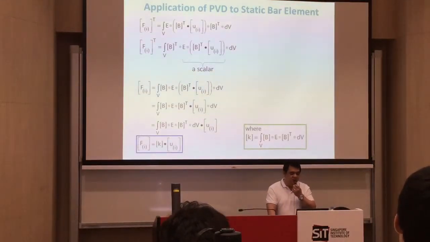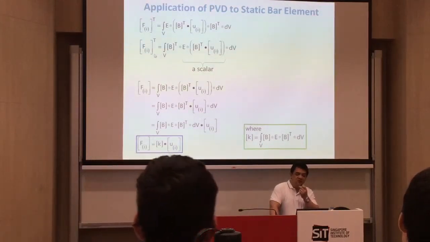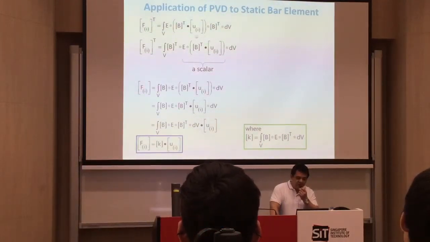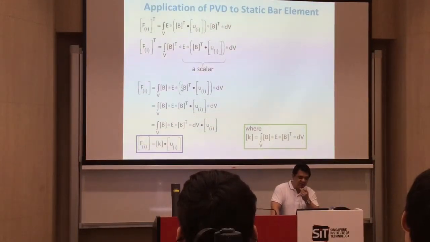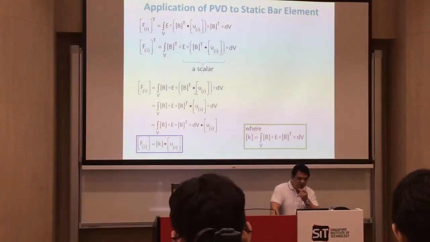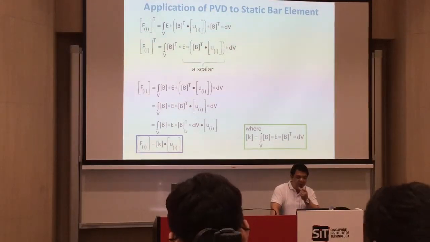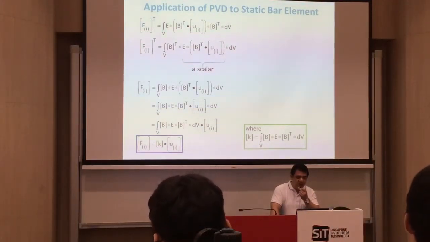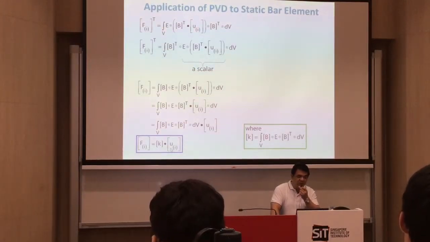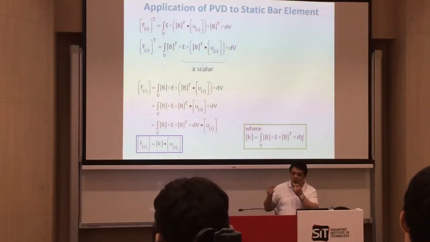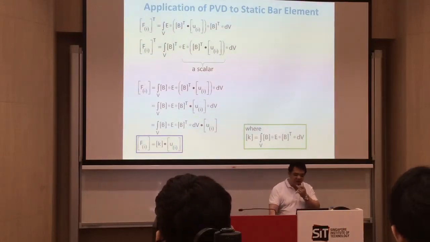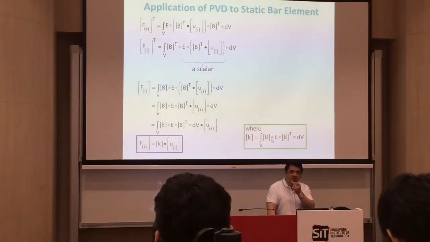You take the transpose. You change that, take the transpose, what we have, BE, BTU, still the same, no change. And then after that, bring this one out, bring this one out, you get now your BE, BT, dV multiplied by U. So we have now F equal to K multiplied by U, where K is the volume integral of BE, BT, dV. So that's one way of determining your stiffness matrix for a bar.